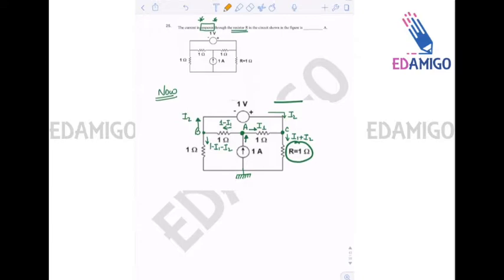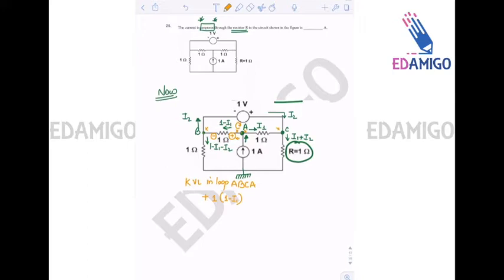So now I will apply KVL in loop A, B, C, A. Okay, so this is the loop: A to B, B to C, and C to A. Now, A to B, the drop will be plus at right, minus at left, because current is flowing from right to left. So from A to B, we are entering from the positive terminal, so it will be written as plus 1, the resistance value, multiplied by 1 minus I1, that is the current value.